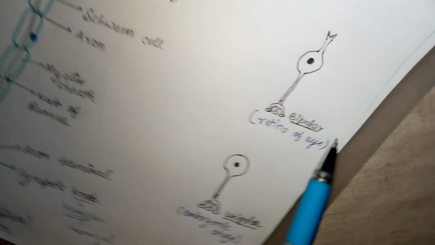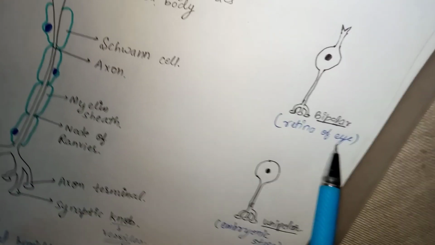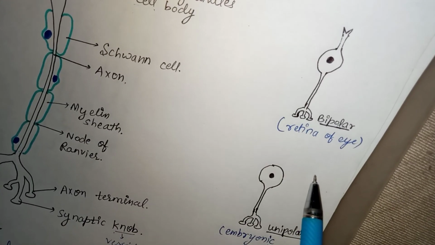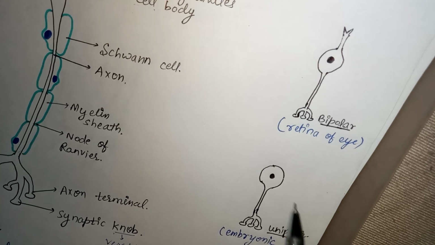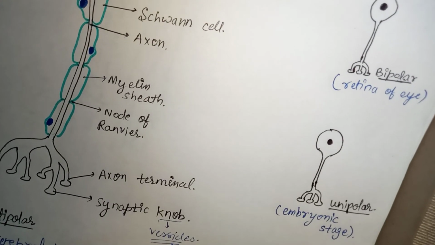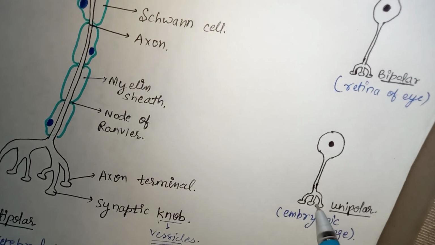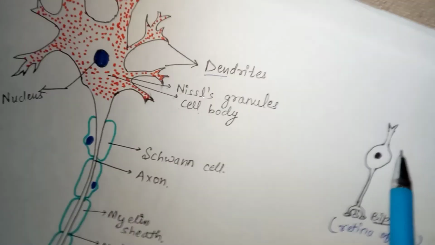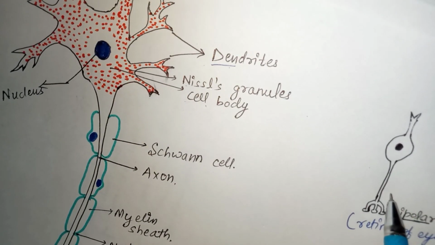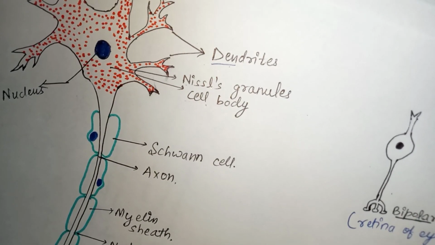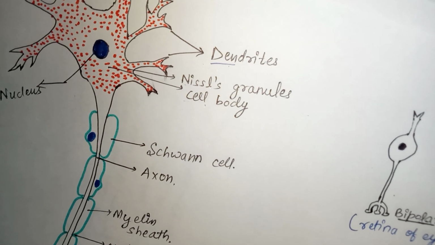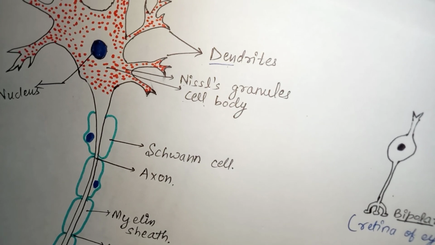Okay, so there are some bipolar neurons also, which are present in the retina of the eye. Okay, and we have unipolar also, in which there is only an axon, no dendrites. Okay, so these are present at the embryonic stage of our life. Bipolar means one dendrite only and one axon. Okay, so that's bipolar, and this is present in the retina of the eye. Okay, so this is all about the neuron, as this is an important structure.